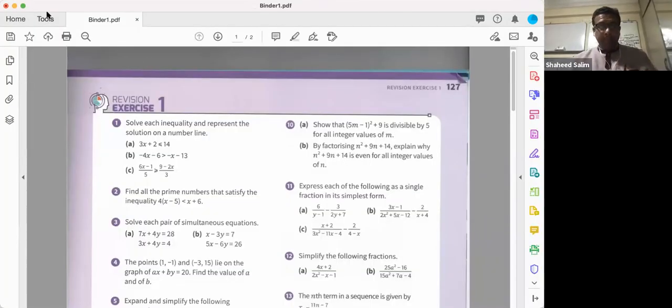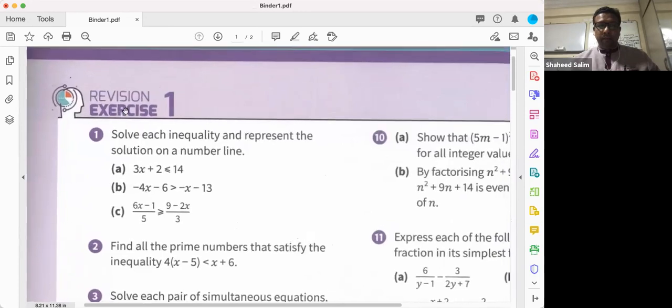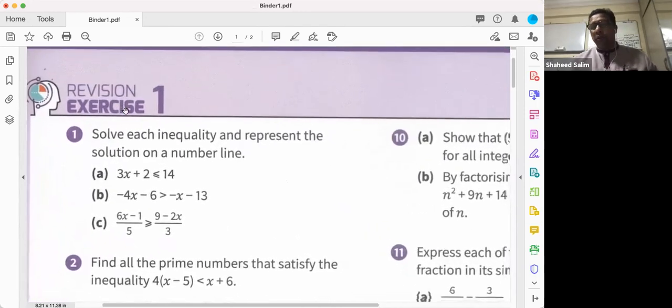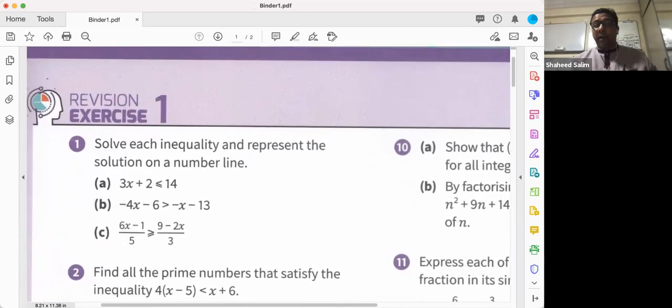Aqilah, can you hear me? Aqilah, are you able to hear me? Aqilah, can you hear me? I hope you can. We start with the first one, but you don't need to represent a number line yet. Can you just try? You can hear me, right, Aqilah? Yeah. Can you hear me?